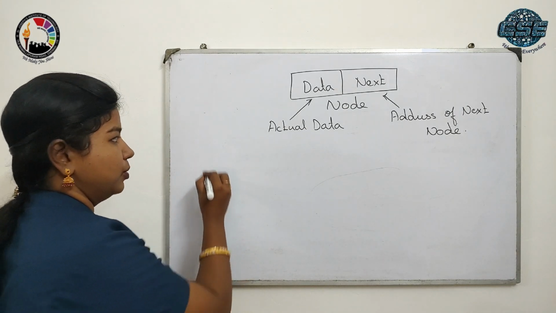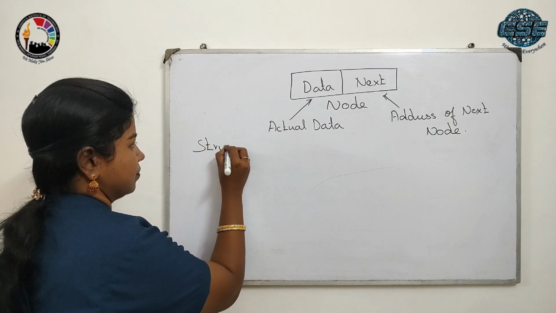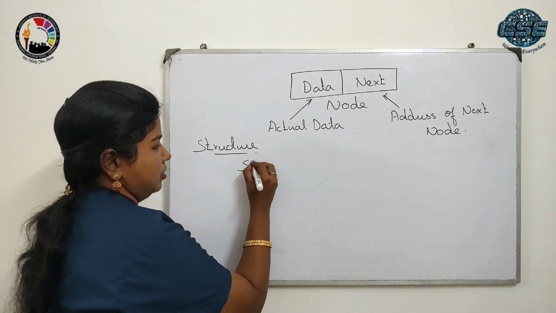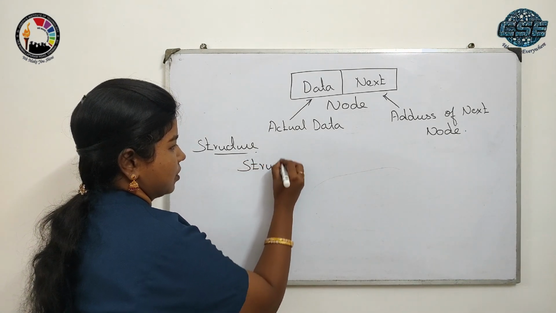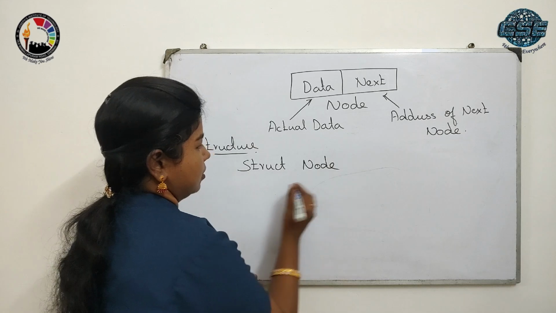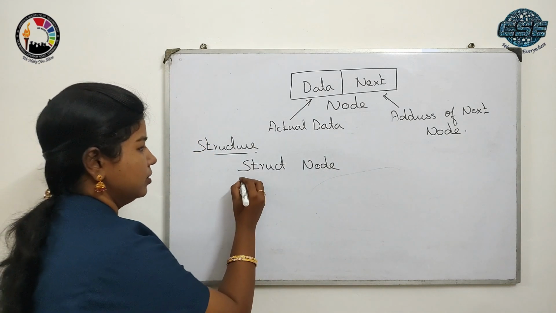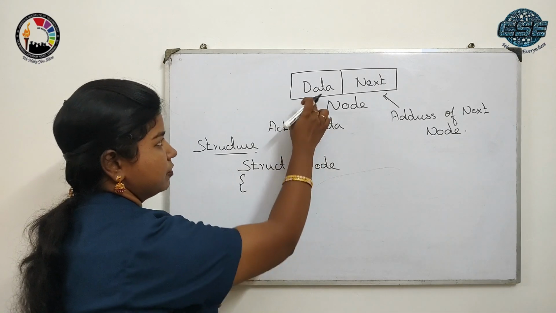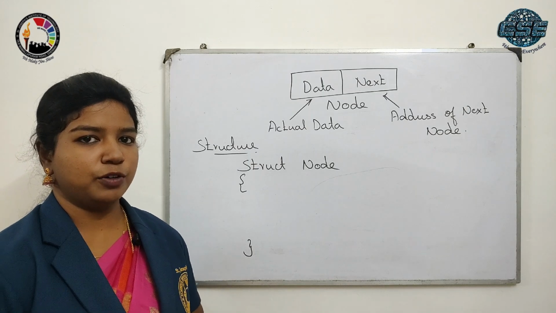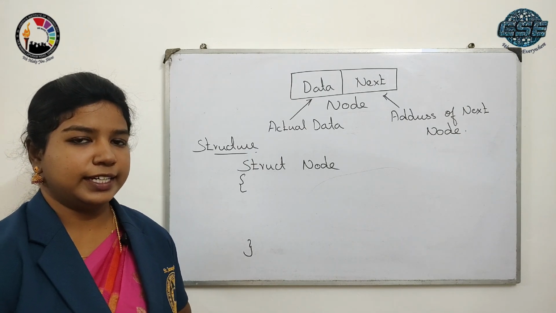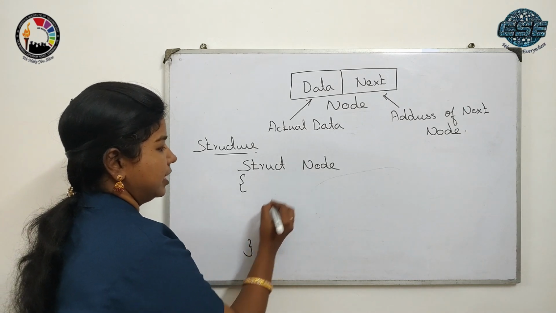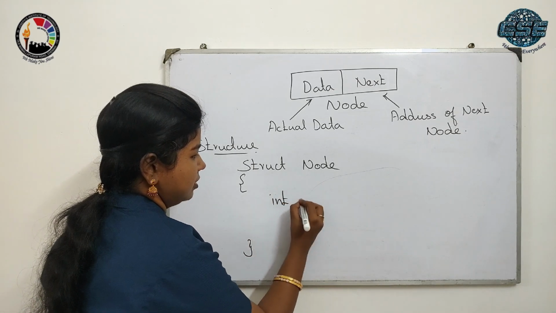So let me write the structure of the node. The structure should be written with the struct keyword. So struct, the name of the node is node. The first part is the data part. So data is where the actual data is stored. The data can be of integer, character, double, float, it can be of any data type. For our example, I am taking the data to be an integer data. So int data.